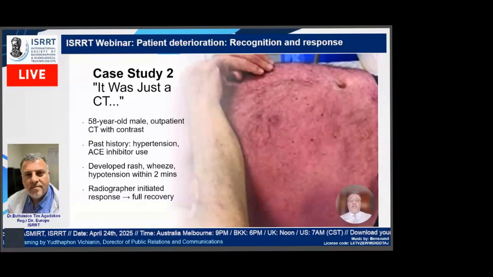Within 2 minutes of injection, he developed a rash, then wheezing, and his blood pressure dropped rapidly. Thanks to the well-trained radiographer recognizing the signs and initiating the emergency protocol, he made a full recovery. This illustrates how preparation and rapid action save lives, even in settings that feel routine.